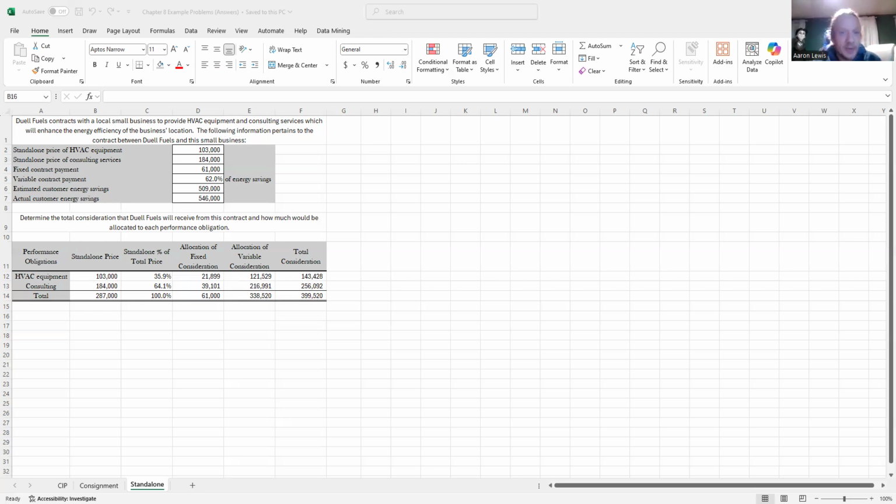And now what we have to do is allocate a portion of our consideration equal to what portion of this cost standalone would have been from each component product. So our fixed consideration is $61,000.